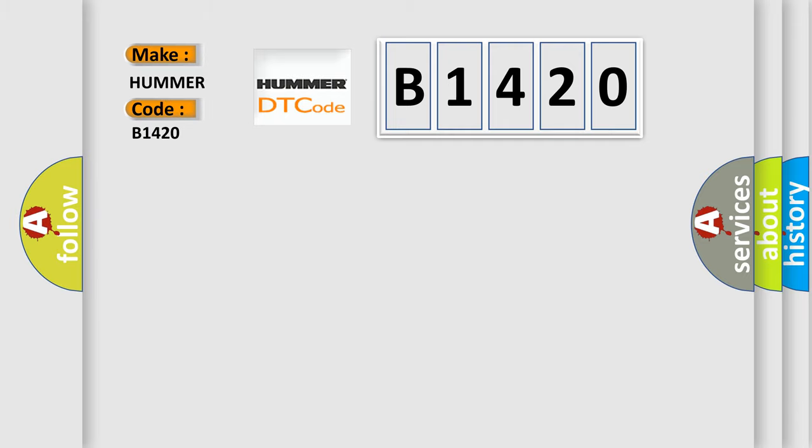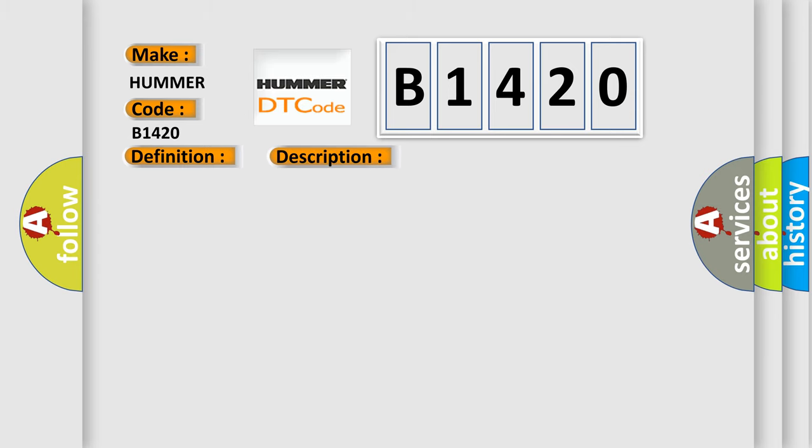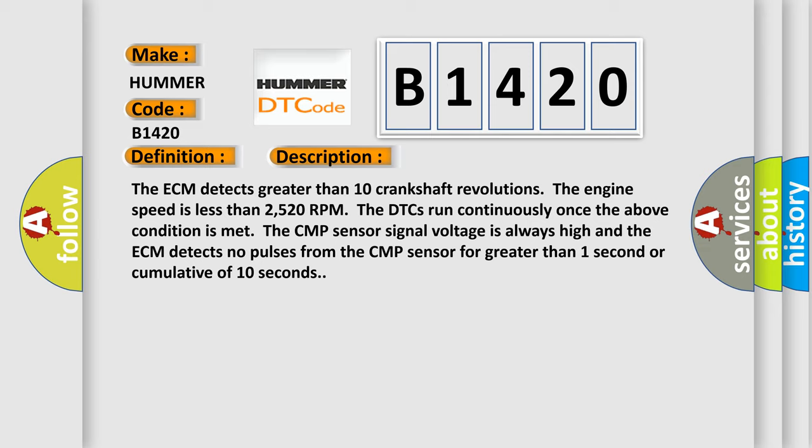B1420 interpret specifically for car manufacturers? The basic definition is: exhaust camshaft position CMP sensor circuit high voltage bank 2. And now this is a short description of this DTC code. The ECM detects greater than 10 crankshaft revolutions. The engine speed is less than 2520 RPM. The DTCs run continuously once the above condition is met. The CMP sensor signal voltage is always high and the ECM detects no pulses from the CMP sensor for greater than 1 second or cumulative of 10 seconds.